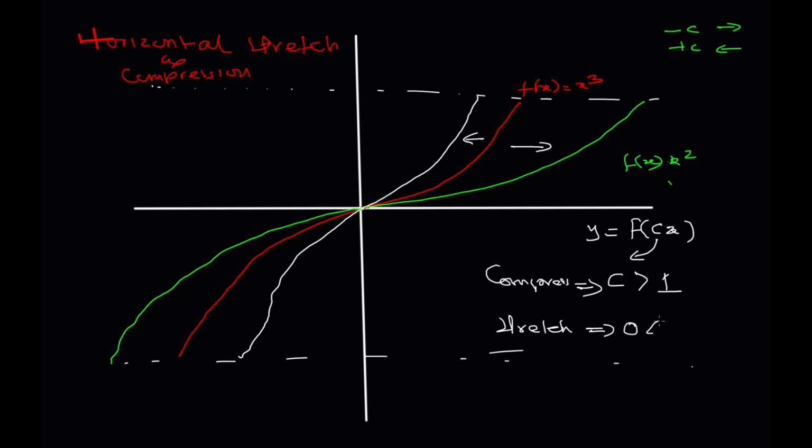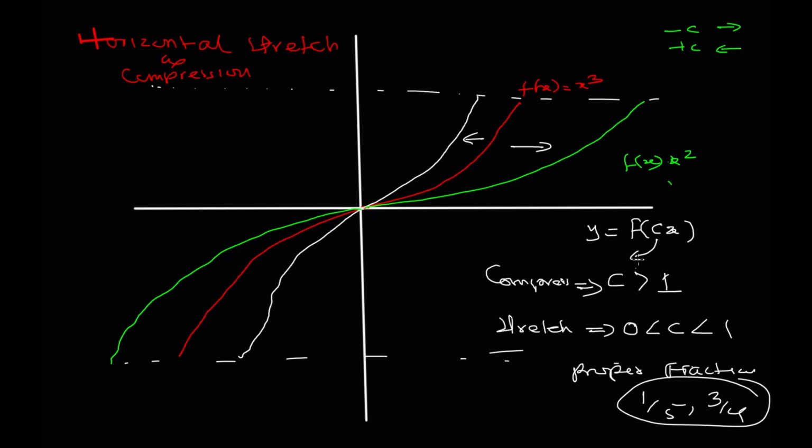C has to be between these values, meaning that if you know a value that's going to be here, it means that it's going to be a proper fraction. So something like 1/5 or 3/4. If you see a fraction like that in front of this x, then you know that you're actually stretching the graph by that factor. Okay.